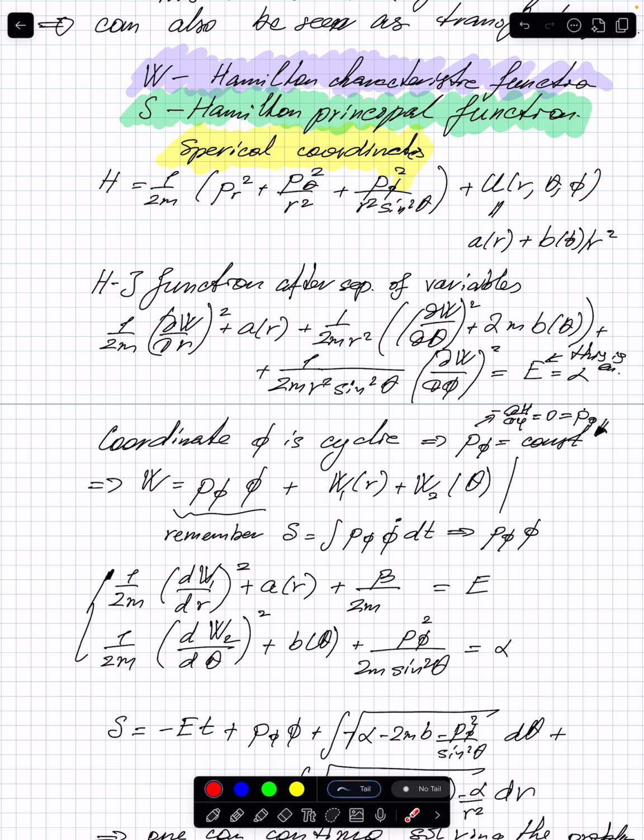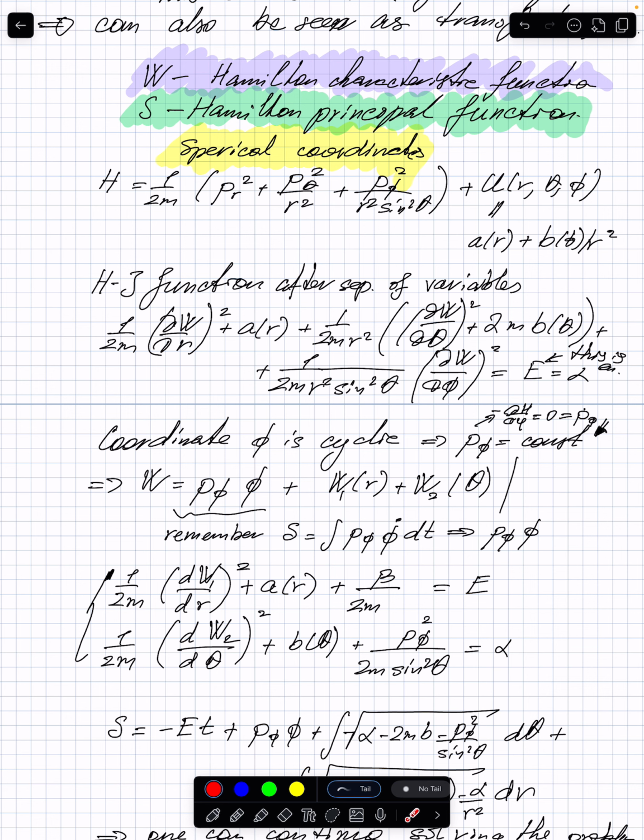But it also means, since p dot phi is proportional to dH/d phi, where the proportionality factor is just minus 1, right, that p phi, the corresponding canonical momentum, is just a constant. It's just a constant.